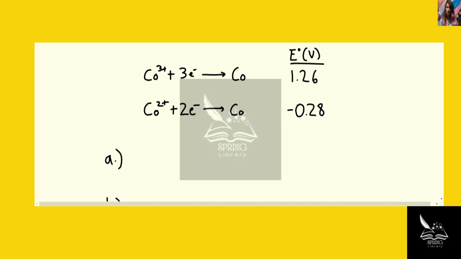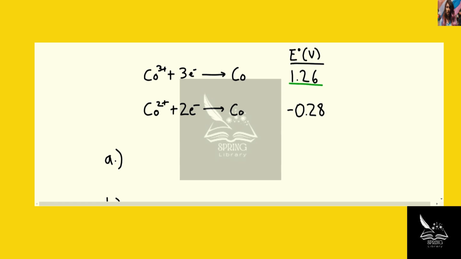And we know that a larger value for the standard reduction potential means that that half reaction will have a greater potential to be reduced than a half reaction with a smaller standard reduction potential. And so the opposite is also true. That is, the half reaction that has a lower standard reduction potential will have a lower potential to be reduced, but a greater potential to be oxidized.